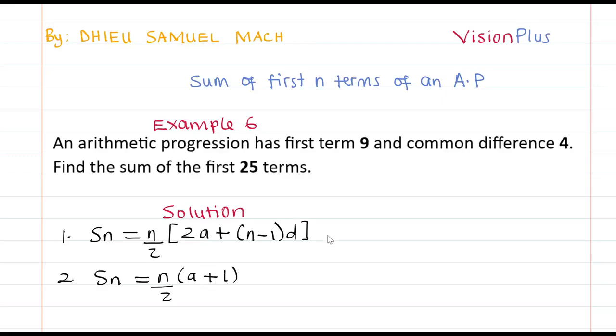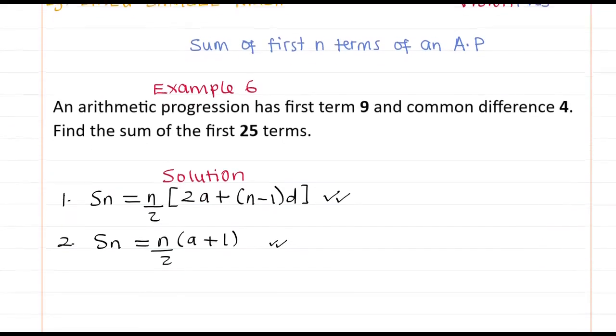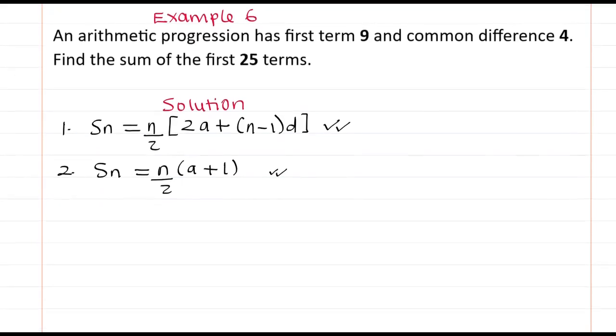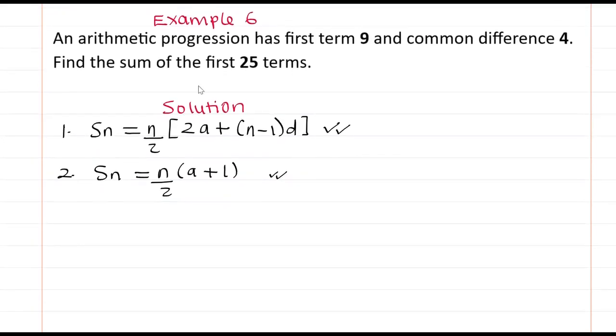So in the first 5 examples, I have been using the first formula, but in the second 5 examples, I will be using this second formula to see how best you can be acquainted with the two formulas. So example 6 says, find the sum of the first 25 terms given that an AP has the first term 9 and a common difference 4.